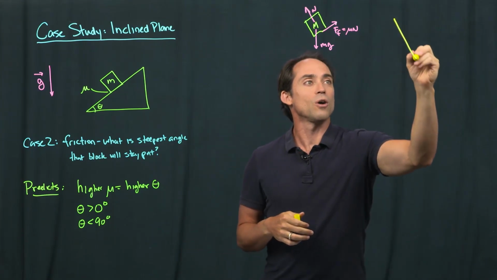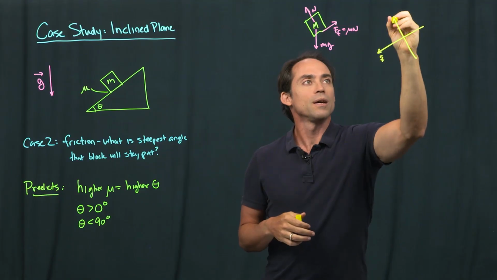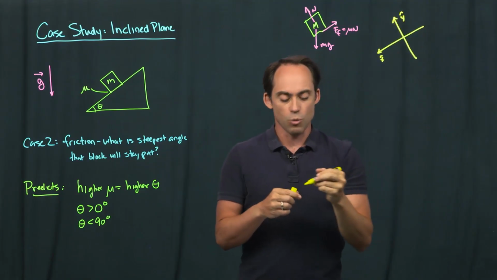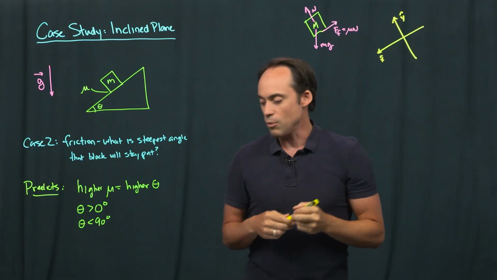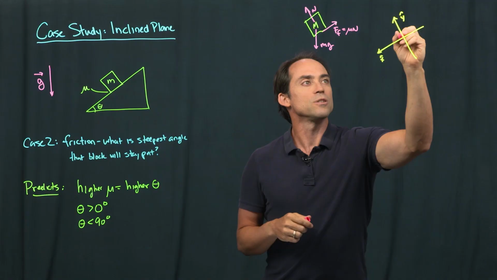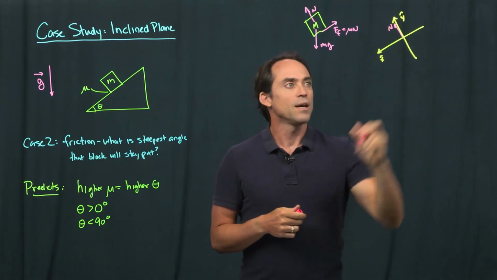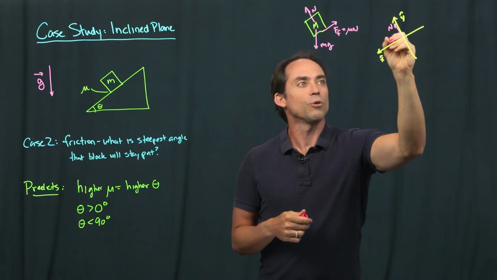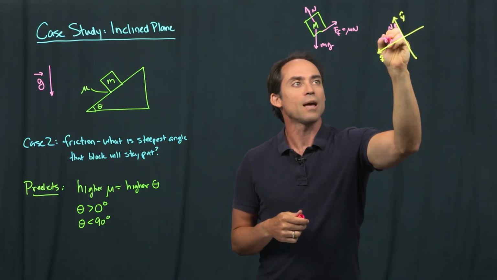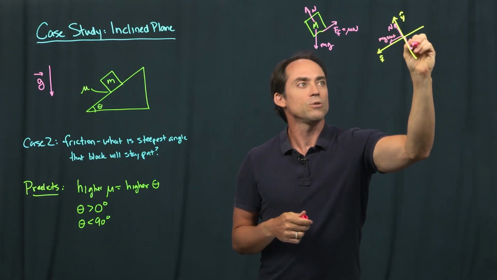So let's go ahead and draw these coordinate axes the same way I did in the last problem. I'm going to have an x component pointing along the plane, a y component pointing perpendicular to the plane, and now we can break up our forces just as we did before. The normal force pointing away from the surface. We have our components for gravity. Those haven't changed, mg sine theta and mg cosine theta.